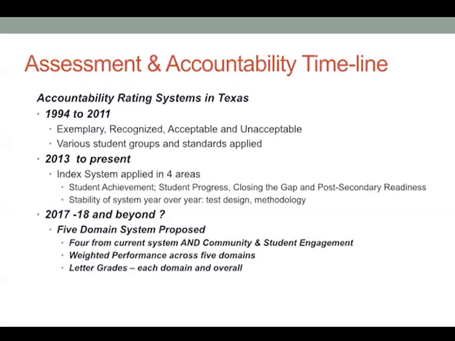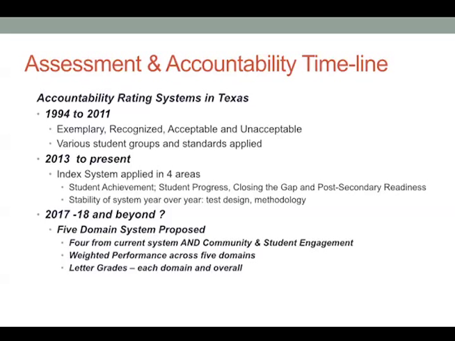The accountability rating system in Texas, as we know, from 1994 to 2011, as HD mentioned, had the four labels that were given. And there were various student groups and standards that were applied, and the standards varied over the years and increased in where the cut points were on them. 2013 to present, it was about the four indices that have been put into place.